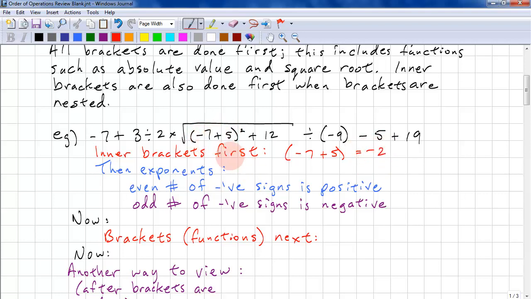We do the exponents next. There's only one exponent here. So it's negative 2 inside brackets squared. This means negative 2 times negative 2, and that's 4. When we have an even number of negative signs, it's positive. If we have an odd number of negative signs, it's negative.